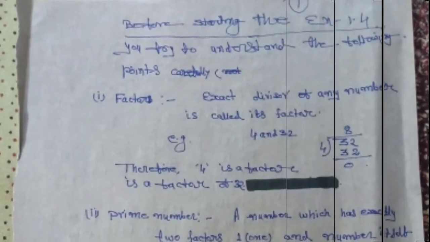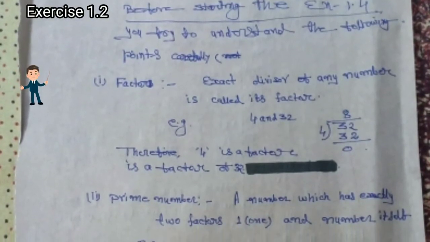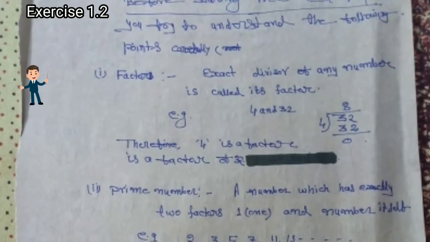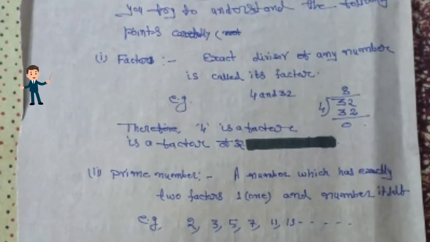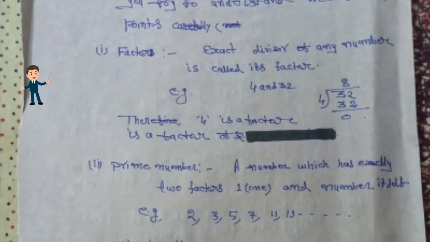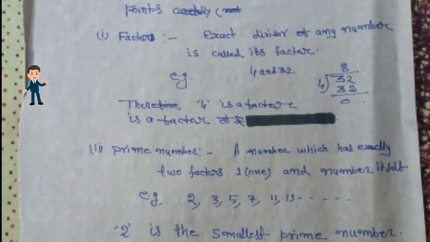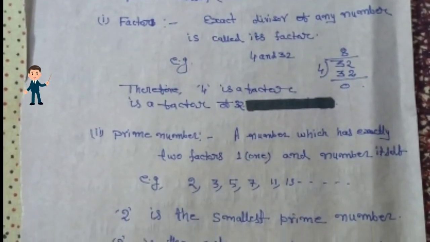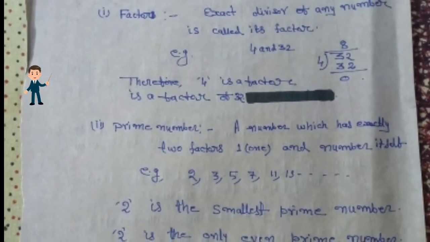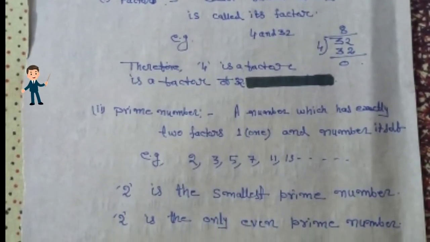We have to start exercise 1.4. Before starting exercise 1.4, we try to understand the following points carefully. First, factor. What is a factor? You don't know, then here is a factor. Exact divisor of any number is called a factor. Example: 4 and 32. When you divide 32 by 4, you get remainder 0. Therefore, 4 is a factor of 32.